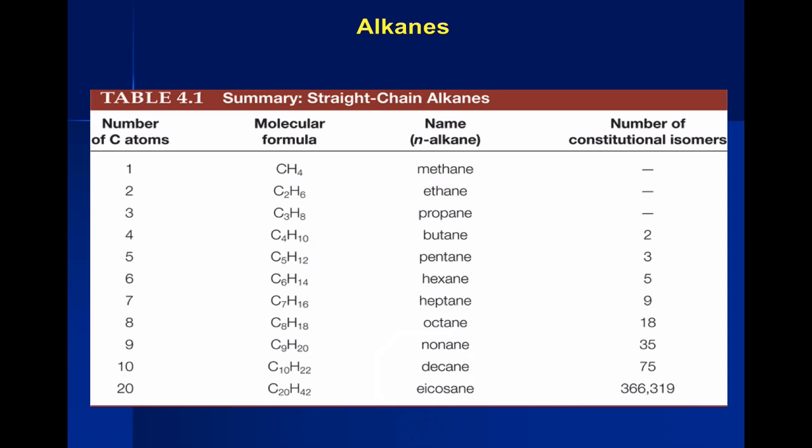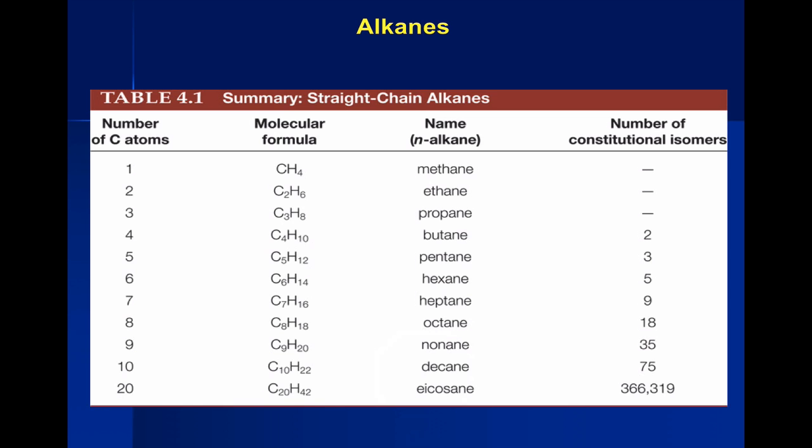But once I get to butane, I can start to move things around and get different structures. Notice with 4 carbons, I have 2 constitutional isomers. With pentane, I have 3 constitutional isomers. Hexane, I have 5. Heptane, I have 9. Octane, I have 18. Nonane, I have 35, right? Just by adding an additional carbon and 2 additional hydrogens, I go from 18 to 35 constitutional isomers.